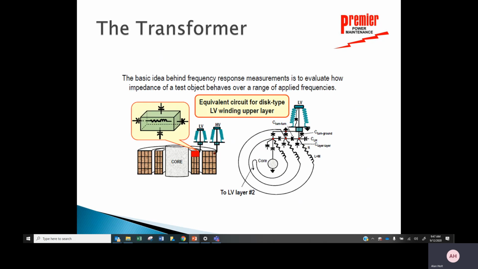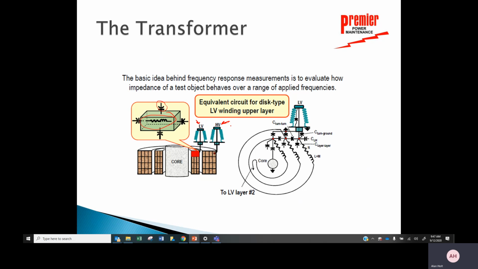So let's look at the basic transformer here. The basic idea behind frequency response: if I look at the measurements here to evaluate, this would be the high voltage winding of my transformer, or high voltage bushing. There's my low voltage bushing. And inside that transformer, I've got all kinds of inductors and resistors and capacitors between the layers of everything.